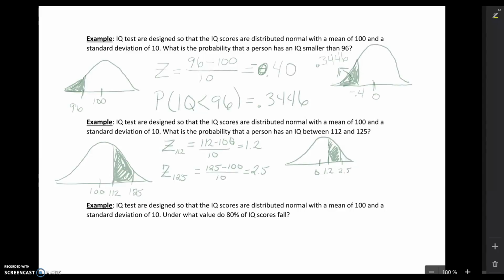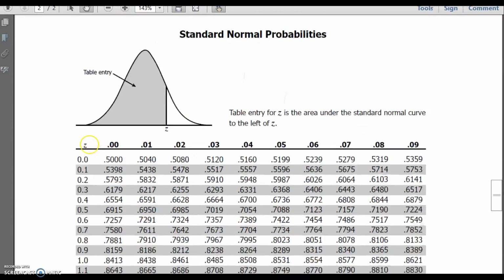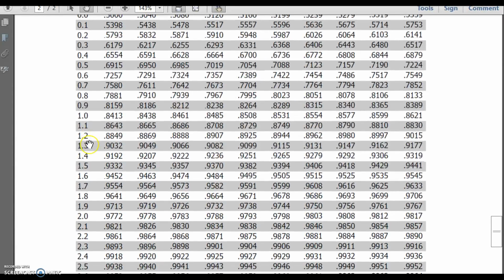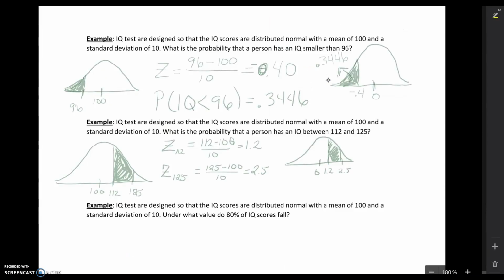So again, what we're going to do is go to our standard normal table. The first one we're going to look up is the left one, so we get 1.2. Again, we're going to start here on the left. These are all negative values. So we've got 1.2 and then 0. So 0.8849. So going back to our picture, that tells us that this area here is 0.8849.